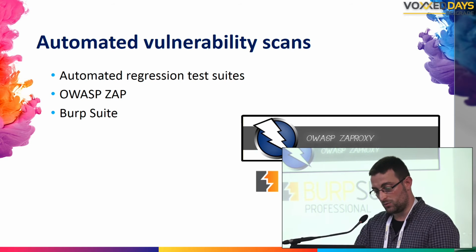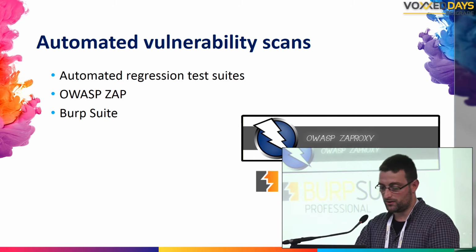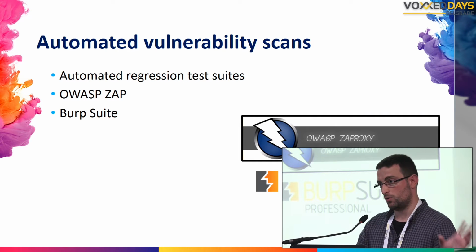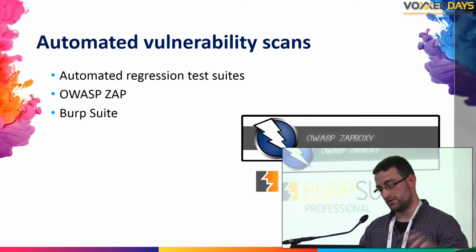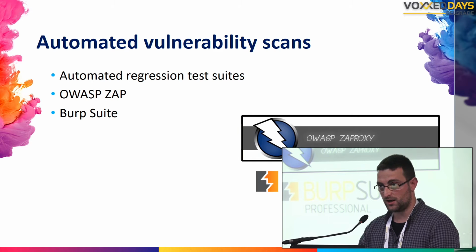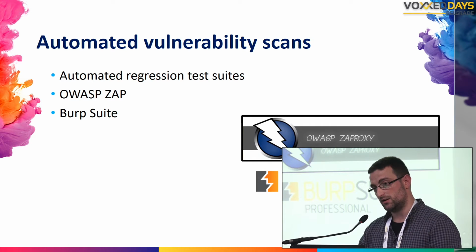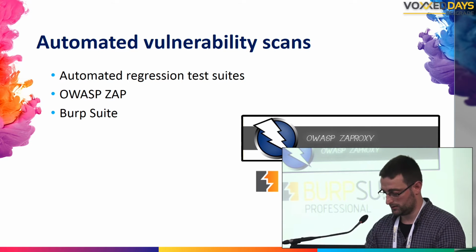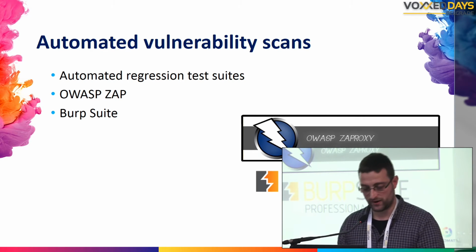So that's exactly what we did. We changed the way our regression test suites run on our machines. We proxied all tests through these tools, and just after the tests are done, we run active scans on it. And when the active scan is done, we send the report back to the security issue tracker.